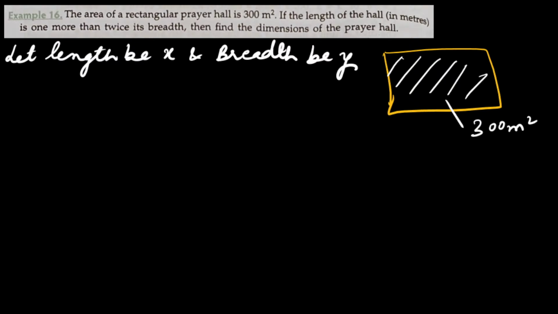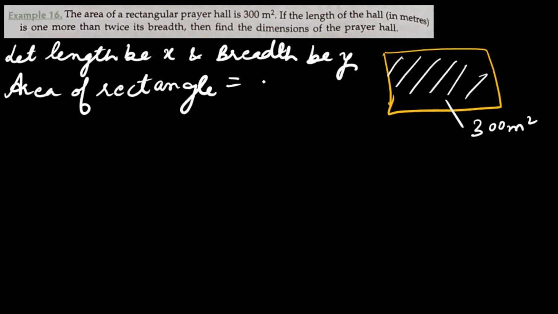So what is the formula of area? Area of rectangle is given to us, so the area of the rectangle is equal to 300 meters square. What is the formula of the area of a rectangle? L into B, length into breadth. These formulas you should know. So area of rectangle is equal to length into breadth.